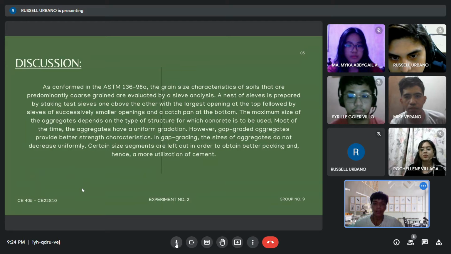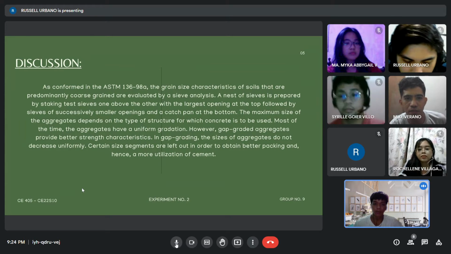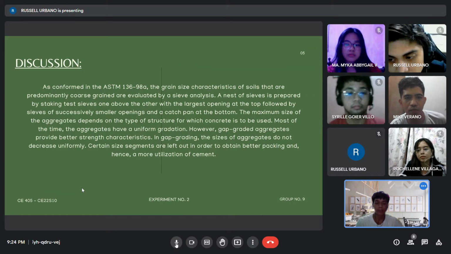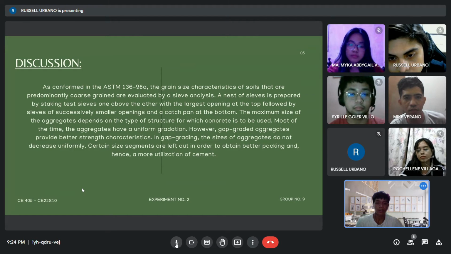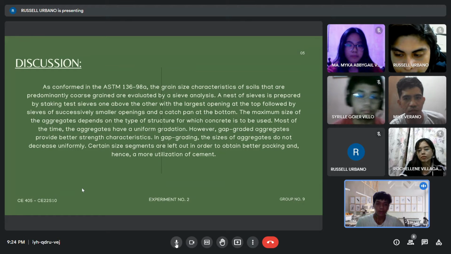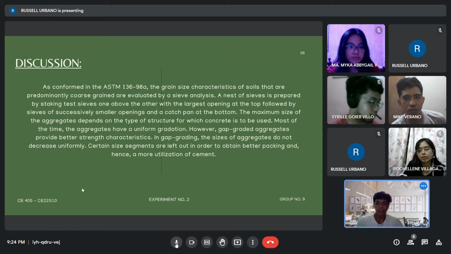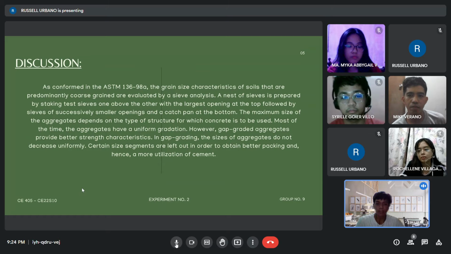Discussion. As conformed in the ASTM 136-98A, the grain size characteristics of soils that are predominantly coarse grained are evaluated by a sieve analysis. A nest of sieves is prepared. Sieves are colander-like equipment used to strain coarse and fine aggregates to evaluate their standards. A nest of sieves is prepared by stacking test sieves one above the other with the largest opening at the top, followed by sieves of successively smaller openings and a catch pan at the bottom.